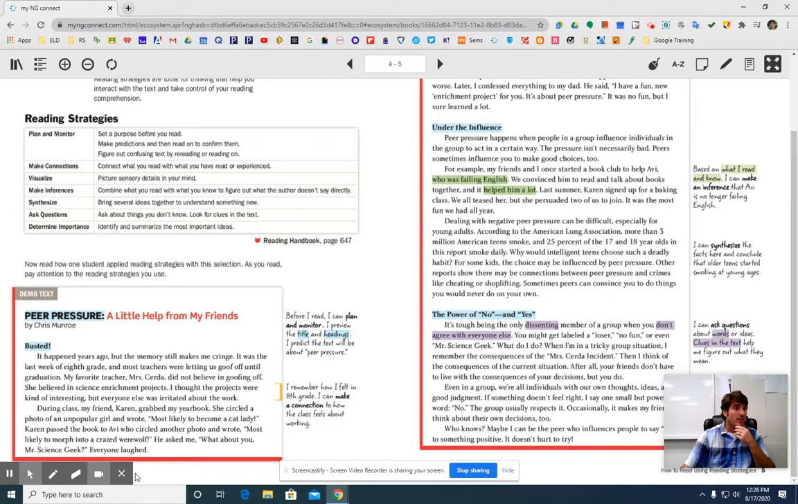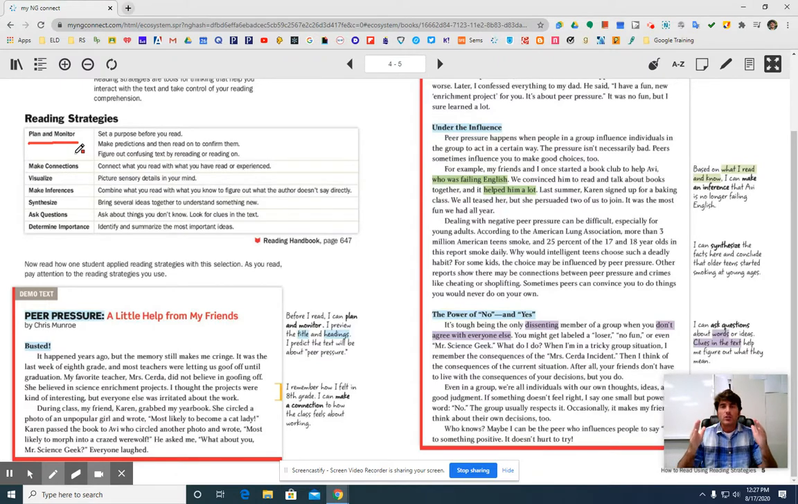All right. So we're on page 4, and we're looking at reading strategies, things that will help all of us become much better readers. So if you can see up here, we've got plan and monitor. Set a purpose before you read. Make predictions and then read on to confirm them. Figure out a confusing text by rereading or reading on. So these are just strategies.